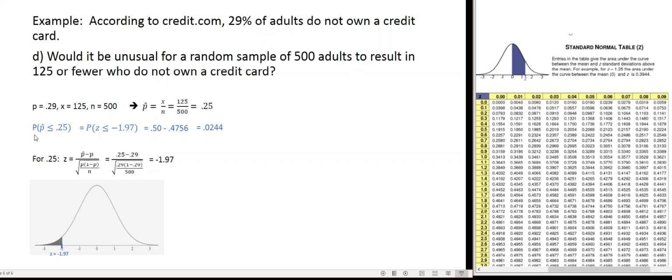Now, it didn't ask us for the probability. It asked us, would it be unusual? So unusual is probability, but unusual is a specific type of probability. So remember that unusual means that our probability is less than 5%. So in this case, since our probability was 0.02, which is definitely less than 5% or 0.05, this is considered unusual.